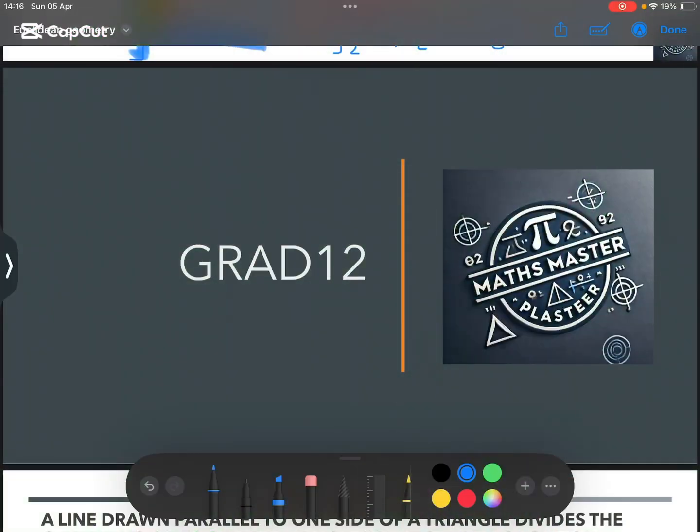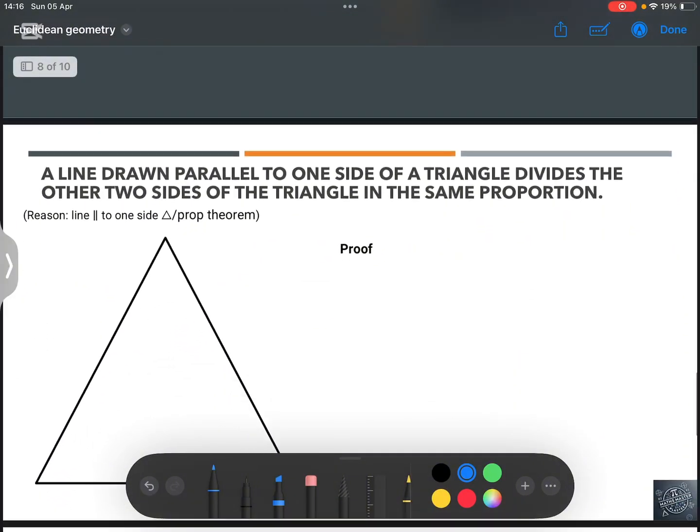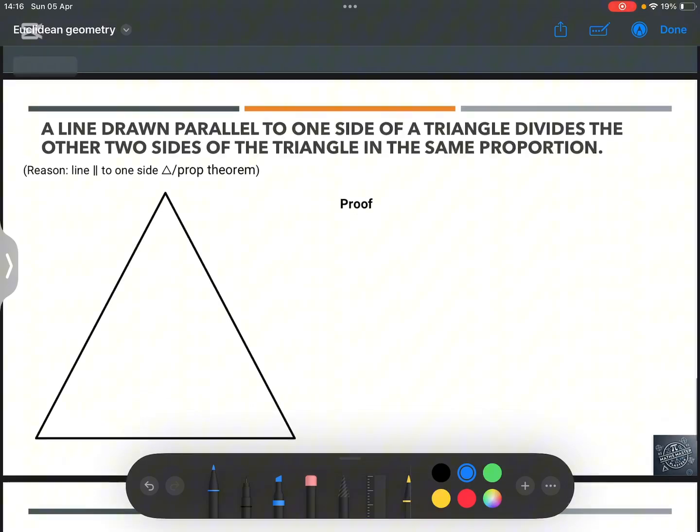All right, so now we're going to look at grade 12 theorems. Yes, we're going to look at grade 12 theorems. The first theorem that we're going to look at is the prop theorem, which states that a line drawn parallel to one side of a triangle divides the other two sides proportionally.